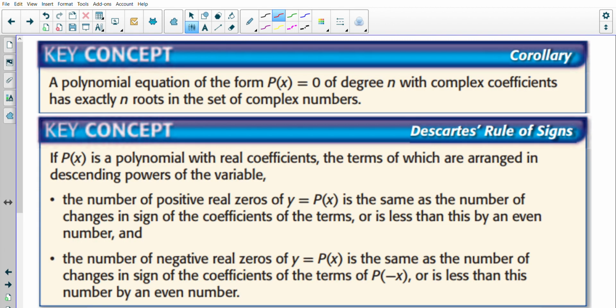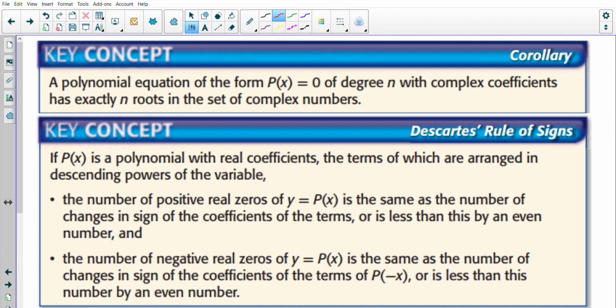So now, a polynomial equation of the form p of x equals 0 of degree n with complex coefficients has exactly n roots in the set of complex numbers. So if it has a degree of 3, that means it's going to have 3 roots in the complex numbers. Remember, complex numbers are both imaginary and real.